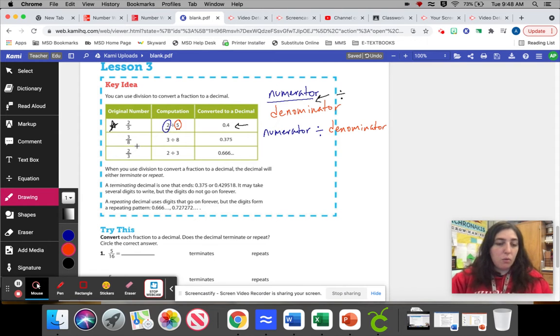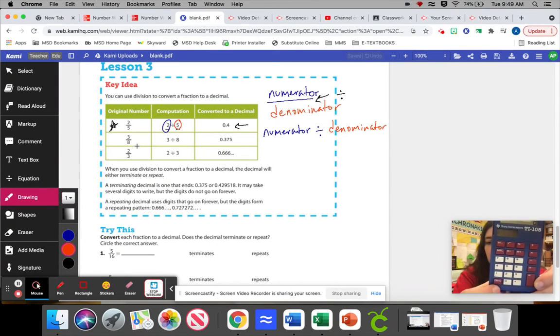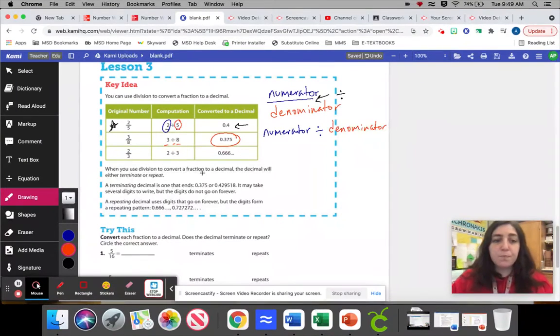Okay, let's do the same thing with 3 divided by 8. So I'm not sure how well you will be able to see this, but I'm going to type in 3 divided by 8. Make sure that you're pressing the equal button, and you get 0.375. Again, that was 0.375. So notice that's exactly what they got in their table as well. So when you divide 3 divided by 8, this is what you'll get. Remember, it's numerator divided by denominator, okay?